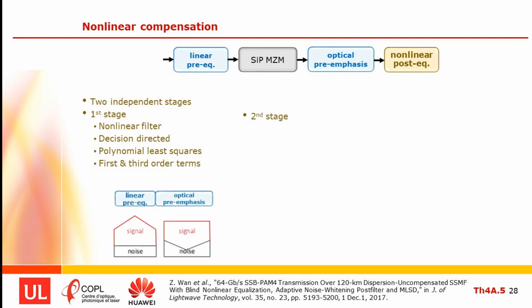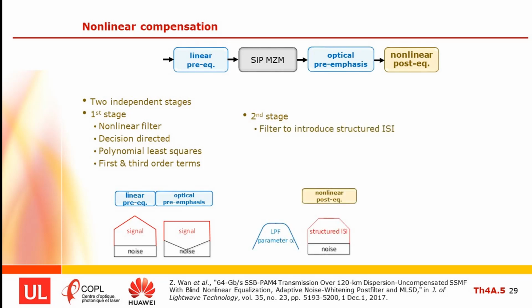And in the second stage, the motivation was to try and overcome the situation we found ourselves in after the linear preemphasis. Of course, when we do this preemphasis, we're flattening the signal, but we're coloring the noise and enhancing the noise at the higher frequencies. So what we do at the second stage of the nonlinear post-equalization is that we have a low-pass filter to try and essentially whiten the noise, and we parameterize this alpha that we can sweep through to optimize.